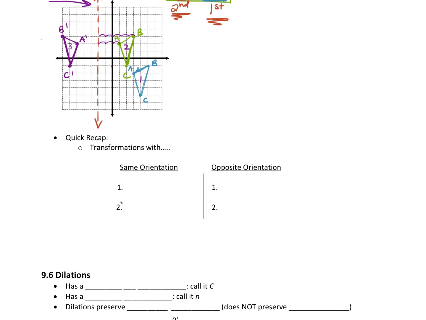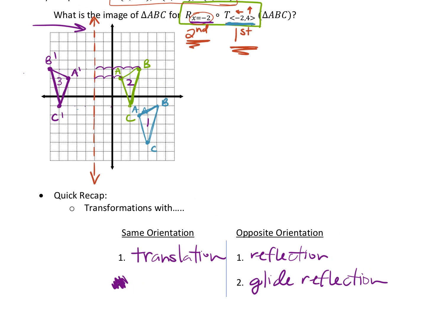The things, I didn't take this 2 off. There shouldn't be a 2 here. A translation is the only thing that will keep its orientation, right? A reflection and a glide reflection will have opposite orientation. So go back up to that picture that we drew. Here's, Glide instead of reflection. No, because a glide would be a translation, right?